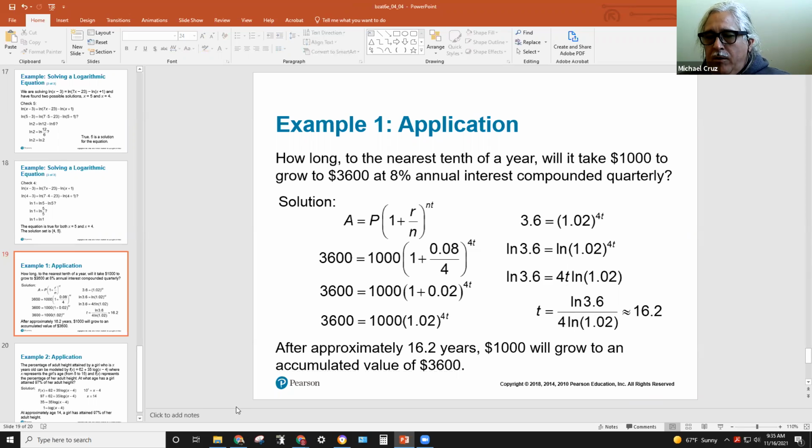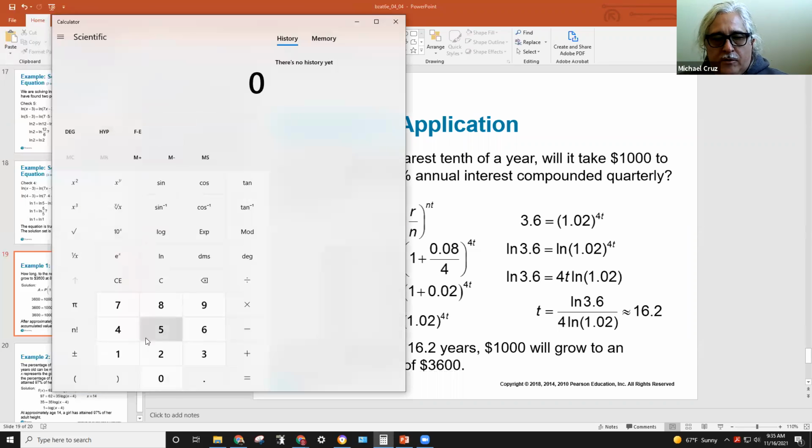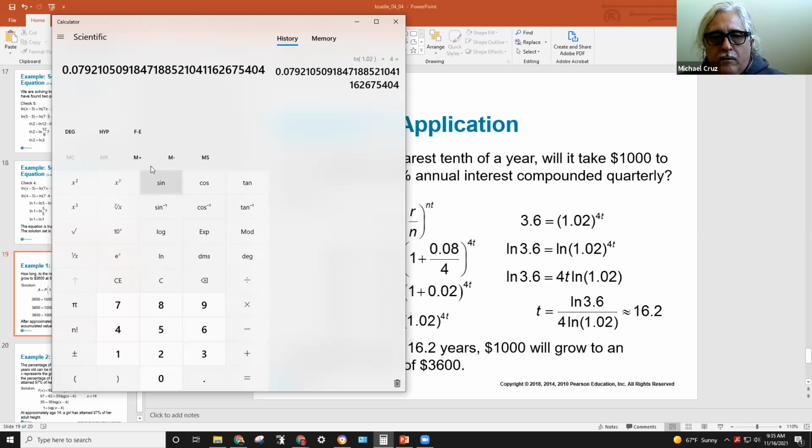And then again, if you solve that, let's just go through and do it. Times 4 and then 3.6.